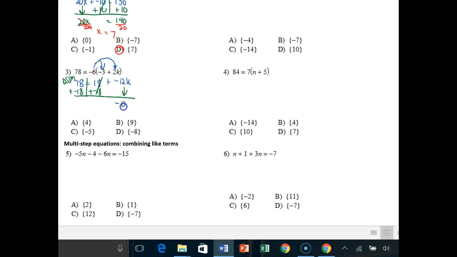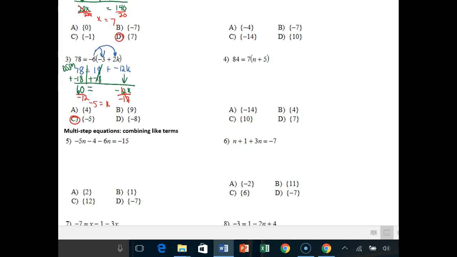Bring down not 12, but negative 12k is equal to, oops, I should move my equal sign over a little bit more, 78 minus 18, which is really 60. It's positive 60 because I have more positives than I do negatives. And then I don't want to divide by 12, but divide by negative 12. Again, being super aware of my negatives. That cancels out, and k is equal to 60 divided by negative 12, which is not 5, but negative 5. So, C. All right, I'd pause right now if I were you and try to do 2 and 4.